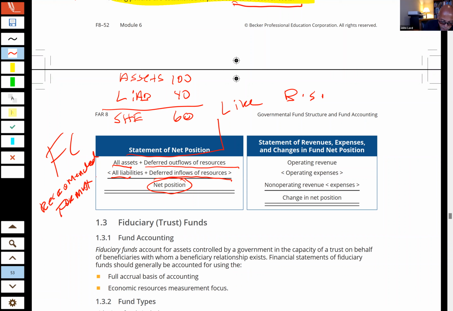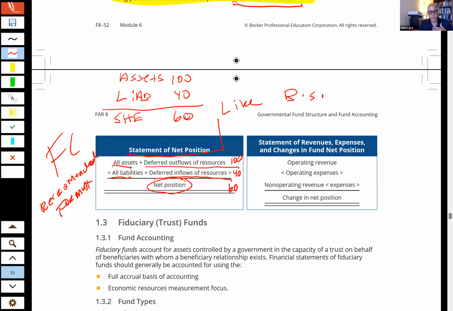For our proprietary funds, the internal service fund and the enterprise fund, they will be showing it this way, where they'll show all of their assets plus their deferred inflows. I'm just saying, say those add up to 100. And then all our liabilities plus our deferred inflows, say those add up to 40. Then that difference would be what? 60. And that's the way they would show it.